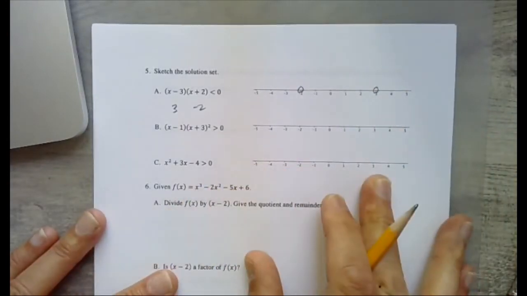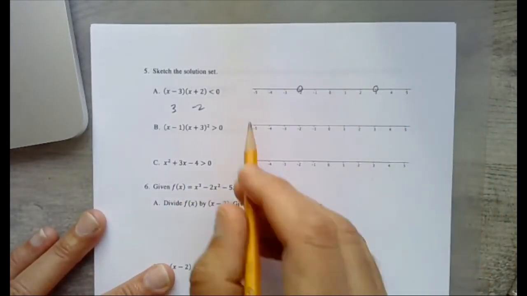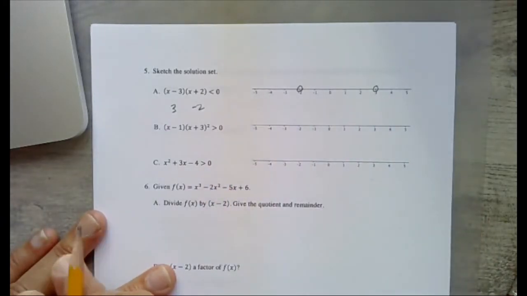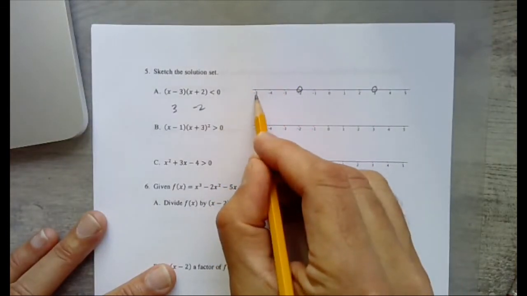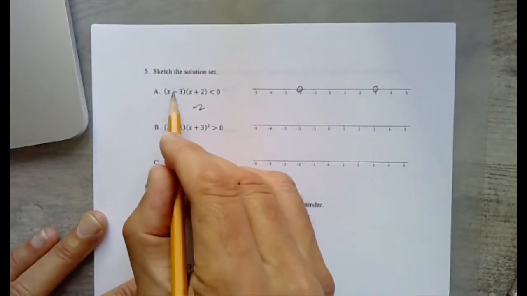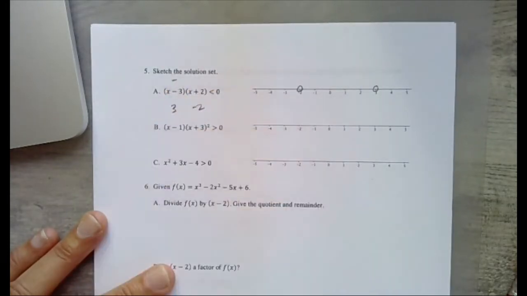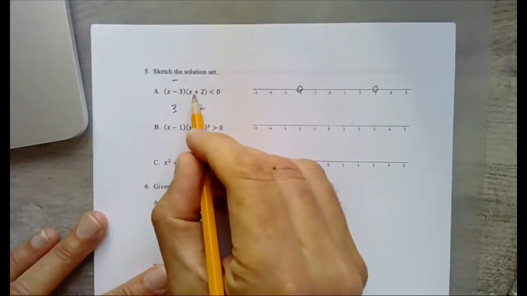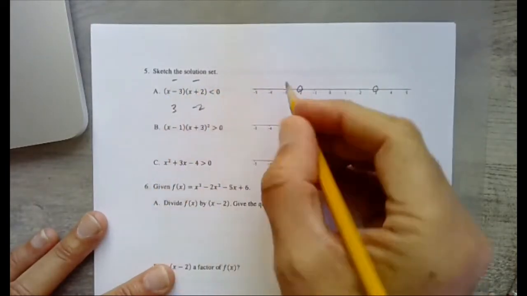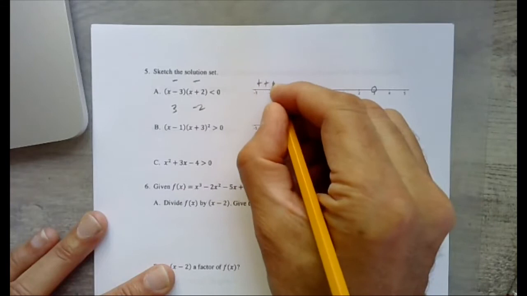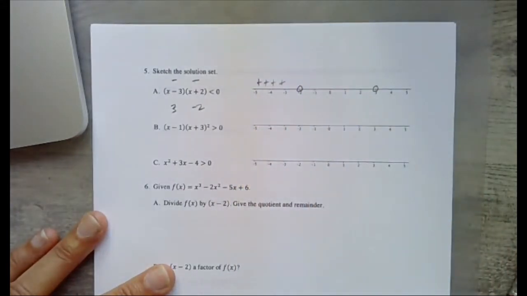And then the process that I told you was, let's just pick the different intervals and see if the function is positive or negative on the intervals. So if I pick a number over here, like let's say negative 5, negative 5 minus 3 is going to give me a negative number. And negative 5 plus 2 is also going to give me a negative number. And a negative times a negative is going to give me a positive result over here.